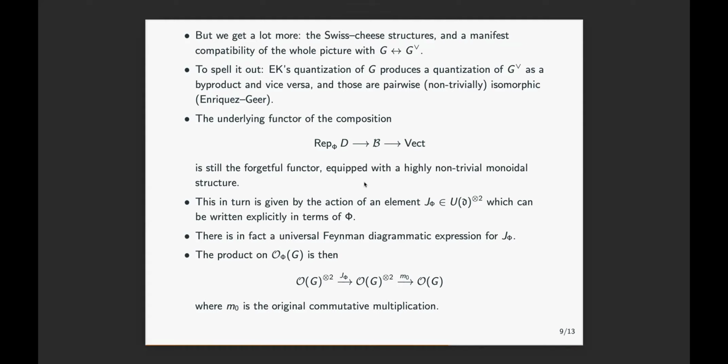And for later use, I want to emphasize that once you have these elements, the product on this algebra is quite easy to write down. This is just act with J and then apply the usual multiplication. The formula for the coproduct is more complicated, but I will only need the product for that. So any questions so far? I should have asked that before.